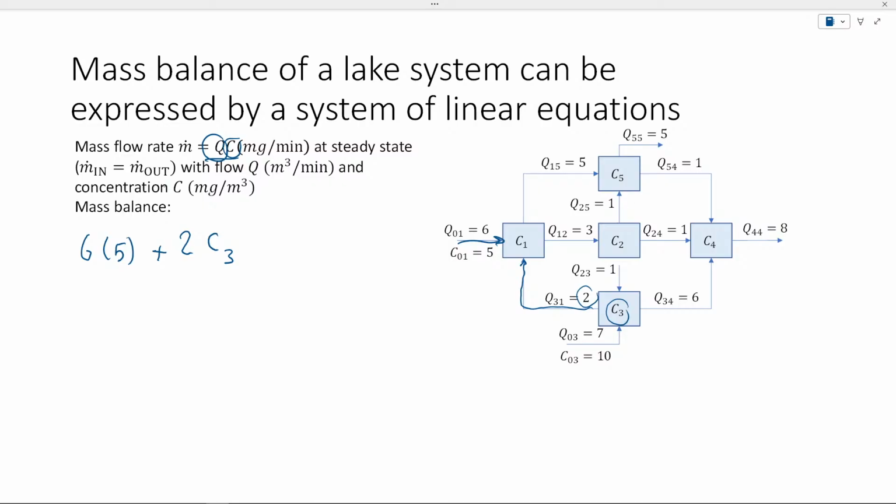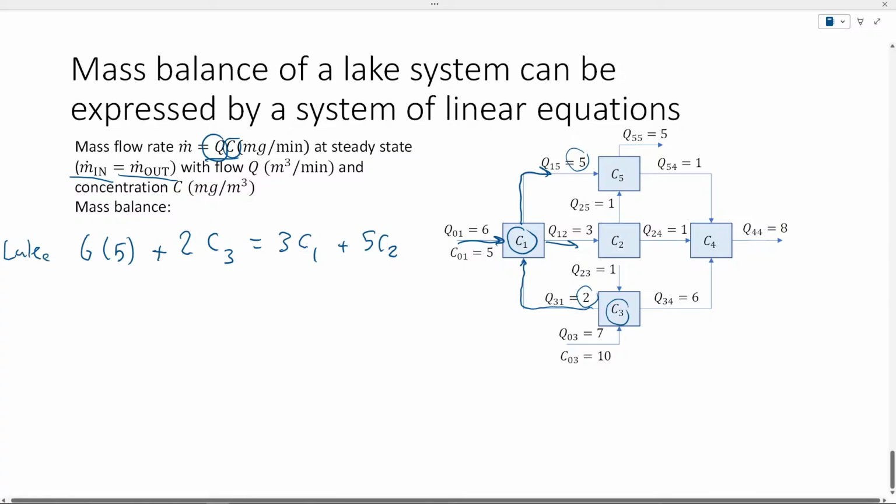Now what's going out? What's coming in is equal to what's going out. What is going out is the concentration of this guy, and we have 5 units of this guy, and also 3 units of this guy. This guy is going out with 3 units from here to lake 2, and from here to lake 5. So that is equal to 3C1 plus 5C2. This is at lake number 1.